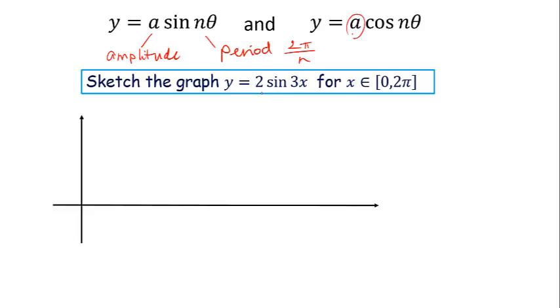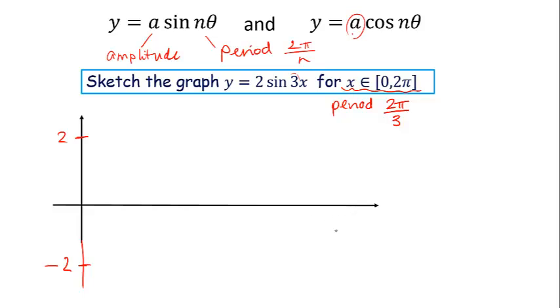So I've got y equals 2 sine 3x. I know that my amplitude is going to be 2, so I can just mark on this graph that the maximum value is going to be 2, and I'll just make this a bit bigger. The minimum value is going to be -2. Now, the period is going to be 2 pi divided by n, and in this case n is 3. So the period is going to be 2 pi over 3. Now I'm told that I want to draw the graph between 0 and 2 pi.